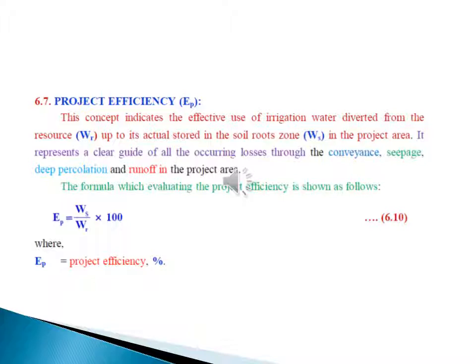Project efficiency. This concept indicates the effective use of irrigation water diverted from the source up to what is actually stored in the soil zone in the project area. It represents a clear guide to all the losses occurring through conveyance, seepage, evaporation, and runoff in the project area. For evaluating the project efficiency, you can follow the enclosed equation.